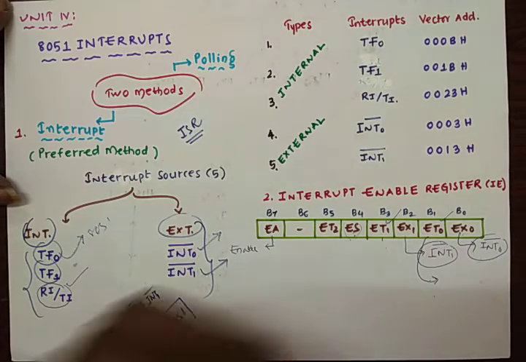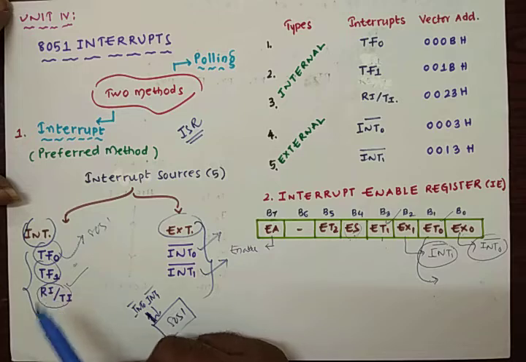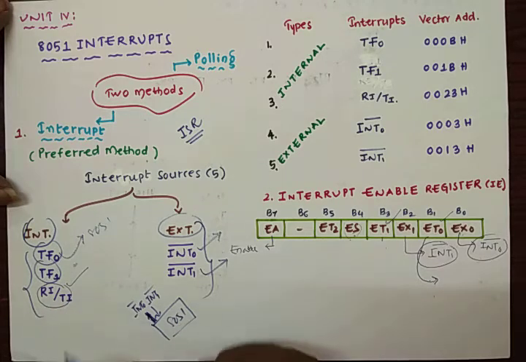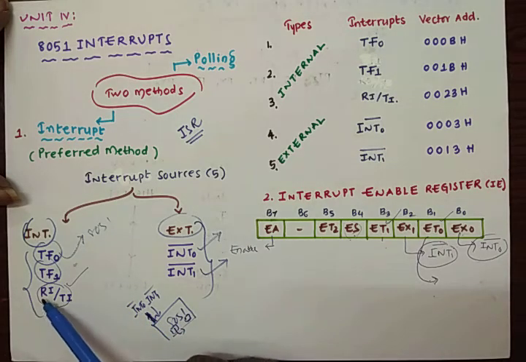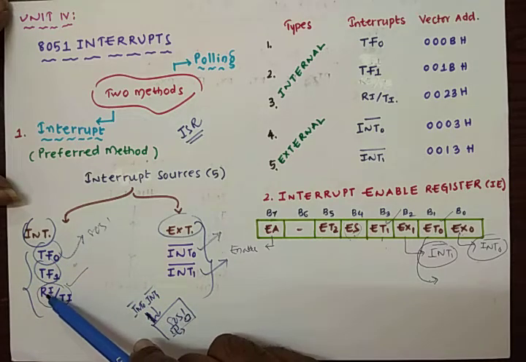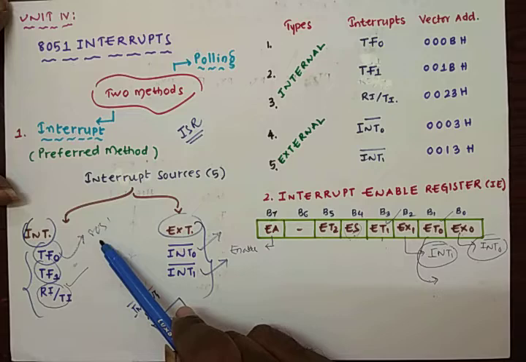The last one is also an internal interrupt. This is the interrupt signal from the serial input output port. We know that in the internal architecture of the 8051 we have 2 timers and 1 serial input output port. Whenever data reception or data transmission is completed, it is going to give the interrupt signal to the 8051.